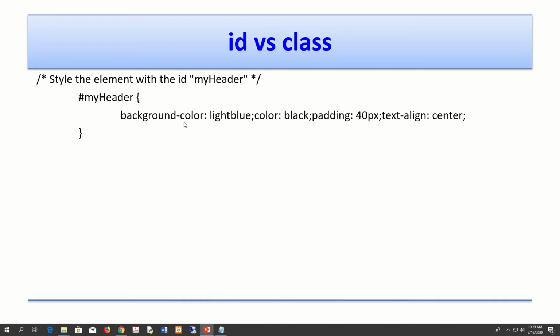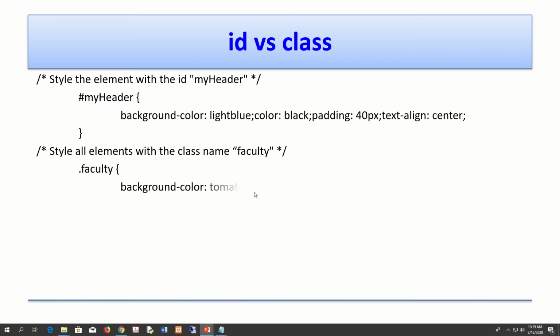So in here we have background color, the color of the font, the padding, and the text alignment. We discussed the padding in HTML tables, right? And then I had the class called faculty. Say background color is tomato, color is white, and padding is 10 pixels. You know what is meant by padding, right? Padding means the distance between the border, the margin, and the content.